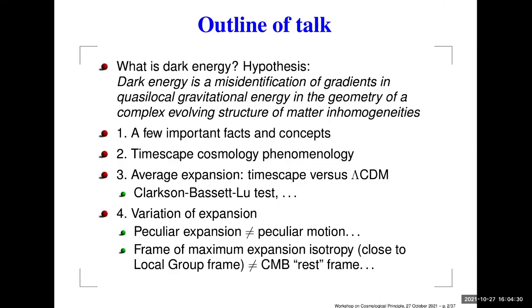All right, so my problem always is that I have too many slides because I'm going back to the foundations of cosmology, and I've been doing this for 15 years now, and unfortunately there are too many things to discuss, and I've been trying to desperately cut down slides over the last little while, but so I'm going to talk about average expansion and variation of average expansion.